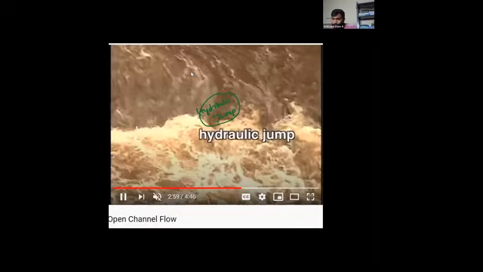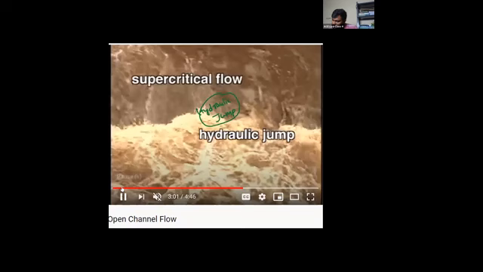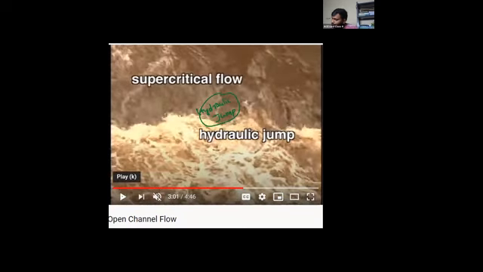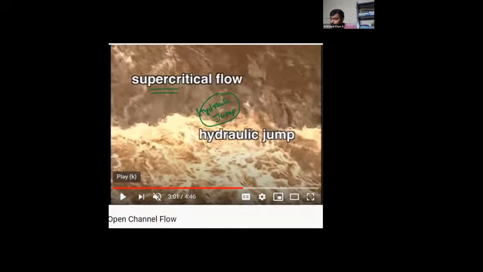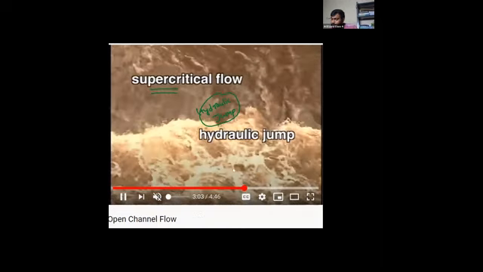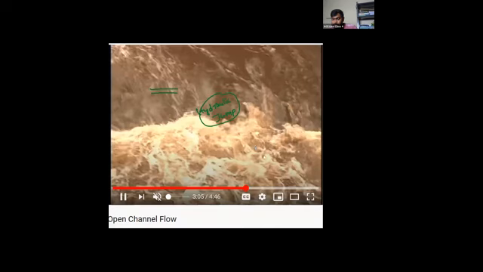The reason behind that is you have to classify the flow. See, you can observe over here, this is one portion of the flow while it is happening. So this is known as a supercritical flow. And whenever the supercritical flow meets the subcritical flow, then you are going to see the hydraulic jump.